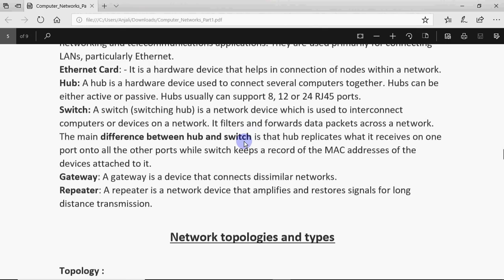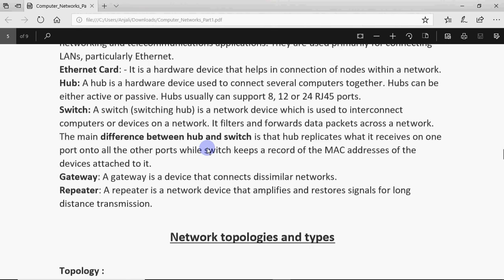It is asked many times in the paper, what is the difference between the hub and switch? A hub replicates what it receives on one port onto the other ports, while a switch keeps a record of the MAC address of the devices attached to it. So hub is not intelligent. We say switch is an intelligent hub basically. A hub receives the data on one of the ports and just copies it. Replicates means it copies it on the other ports.